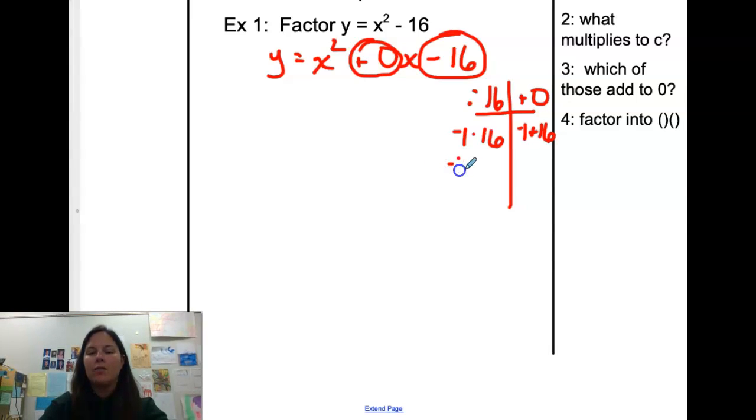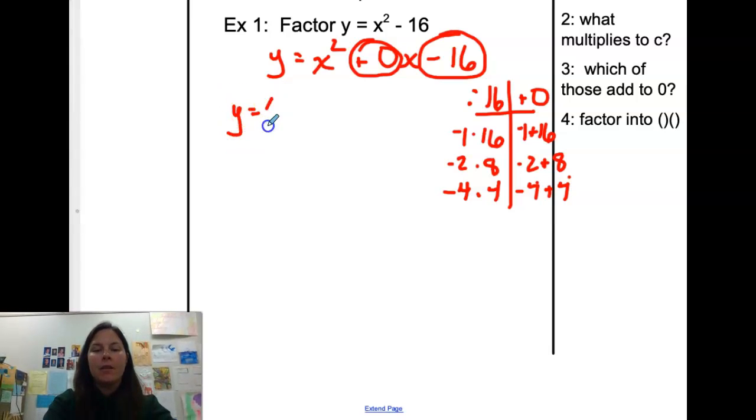I'm going to try negative 2 times 8. Negative 2 plus 8 gives me 6. That didn't work. 3 does not go into 16, but 4 does. Negative 4 times 4. Well, what's negative 4 plus 4? That adds to 0. I basically just spent all of my money. I have no money left. So now when I factor this, it becomes x minus 4 times x plus 4.